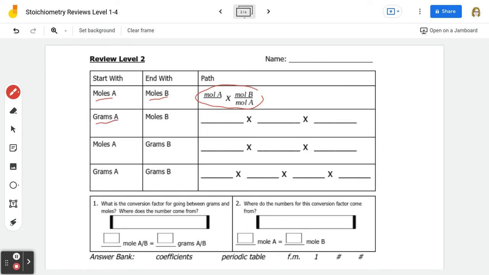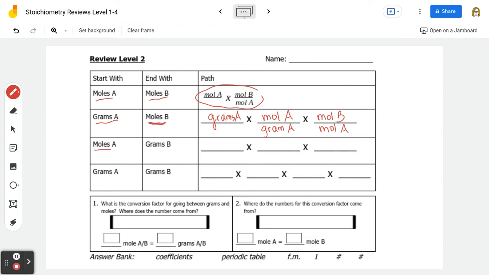If you are starting with grams of A and going to moles of B, of course, you'll put grams of A first. Grams of A will have to cancel, and your first step will be to go to moles of A. Once you're at moles of A, then you will be able to get to moles of B. You will stop right here because they want you to end with moles of B.